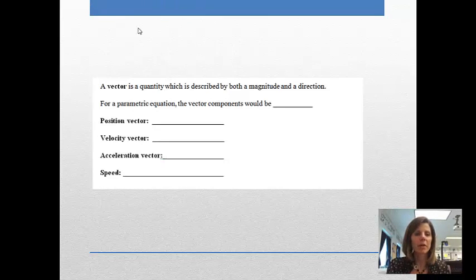And for a parametric equation, the vector components will look like this: x of t, y of t. So instead of parentheses, we'll usually put these sideways v things to show that this is a vector. A position vector is exactly what the vector components look like. It's just telling us where a particle is in relationship with x and where the particle is in relationship with y at a certain amount of time.